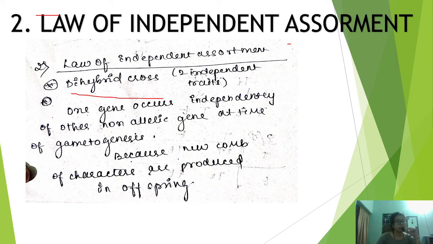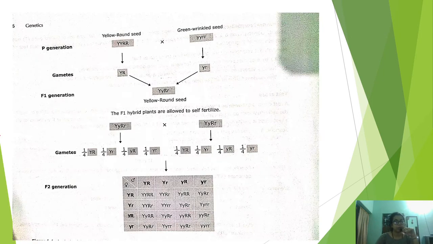One gene occurs independently of the other non-allelic gene at the time of gamete formation, because new combinations of characters are produced. The simple meaning is that these two characters, the seed color and the seed shape, do not depend upon each other. This is known as the law of independent assortment: they assort or separate out, they do not have any involvement with one another, each has its own role. So he made a cross.